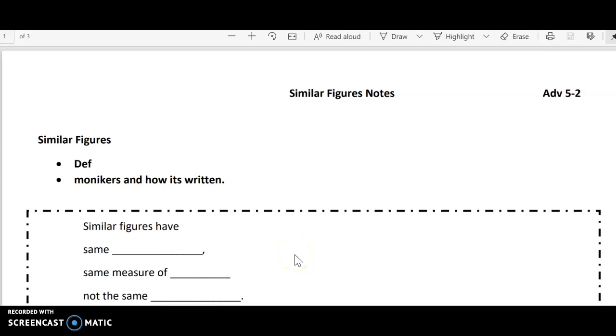This is 5-2 similar figures notes. So similar figures, a definition. We're going to go through the definition and then we're going to go into how similar statements are written and why it is important to pay attention to them.